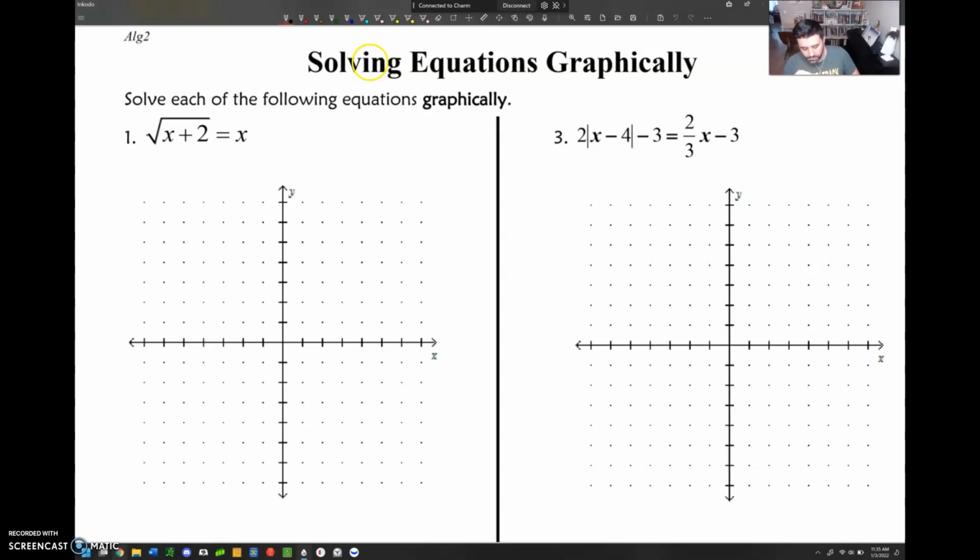So let's go. This is solving equations graphically. So what does that mean? You could do this algebraically, or you could do this graphically. The way we're going to do this is graph each side, and wherever they connect, that will be my answer. Now there are two things you have to pay attention to, and I'm going to highlight them for you. So please remember how to do this.